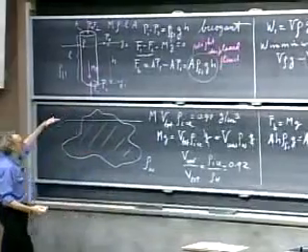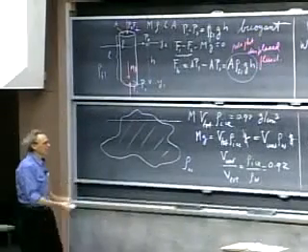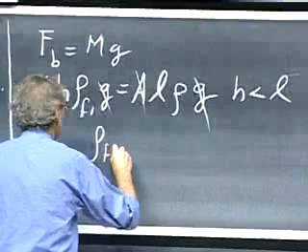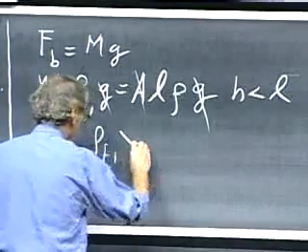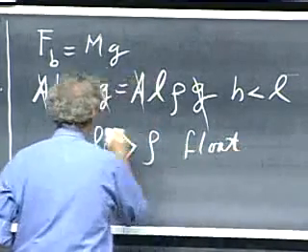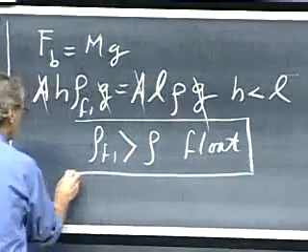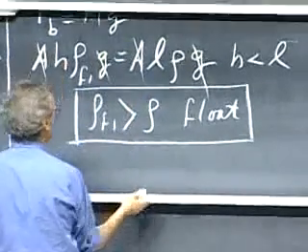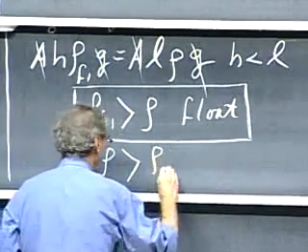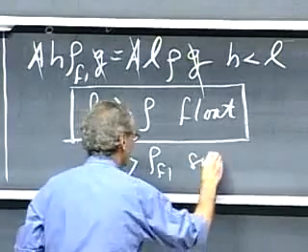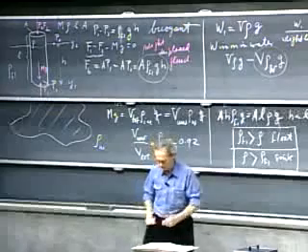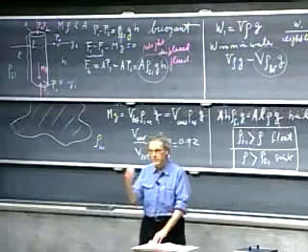The part below the water has to be smaller than the length of the cylinder. And if h is less than L, that means that the density of the fluid must be larger than the density of the object. And this is a necessary condition for floating. And therefore, if an object sinks, then the density of the object is larger than the density of the fluid. And the amazing thing is that this is completely independent of the dimensions of the object. The only thing that matters is the density.